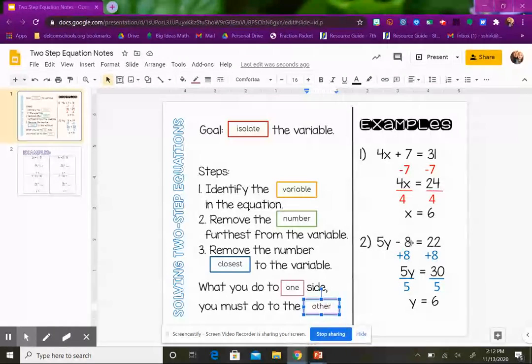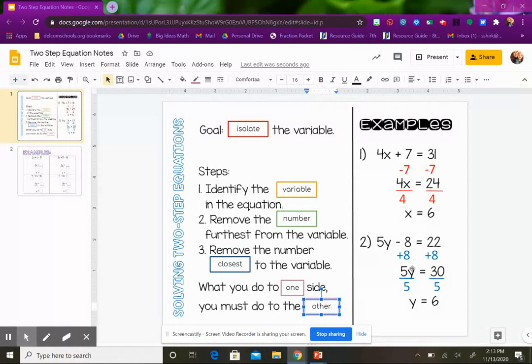5y minus 8 is 22. I need to get y by itself, so I need to get rid of a 5 and an 8. And in order to do that, I'm going to remove the number that's furthest away first. So I need to move 8 to the other side. The opposite of minus 8 or negative 8 is plus 8 because they cancel out to 0 if I were to solve them. So I put a plus 8 below, and because I put it on the left side, I have to put it on the right side. And so I'm left with 5y equals 22 plus 8 is 30.